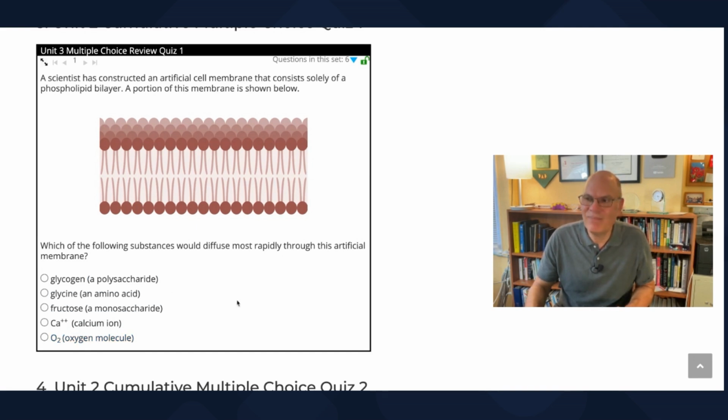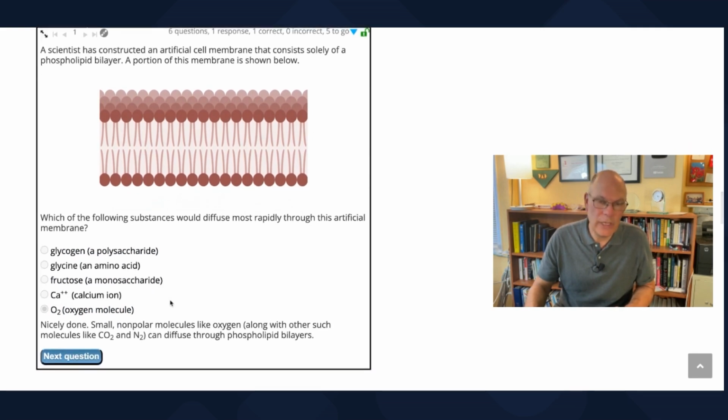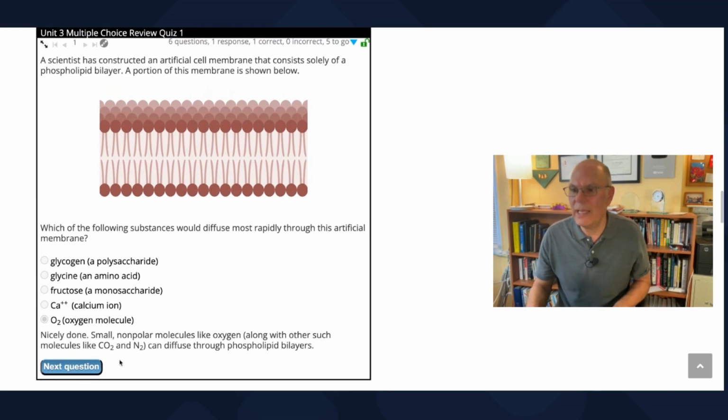Everybody's thinking. And the answer is oxygen. And the feedback that you're getting from our quizzes on learn-biology.com is nicely done. Small nonpolar molecules like oxygen, along with other such molecules like CO2 and N2 nitrogen, can diffuse through phospholipid bilayers.